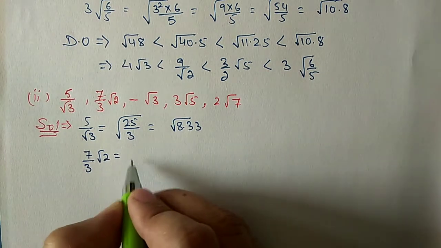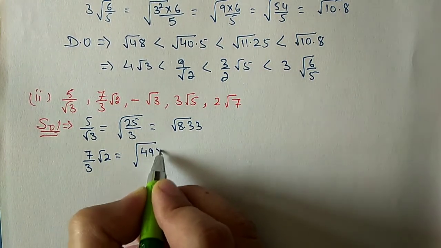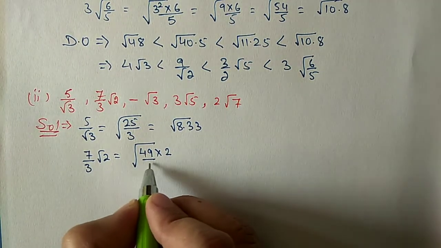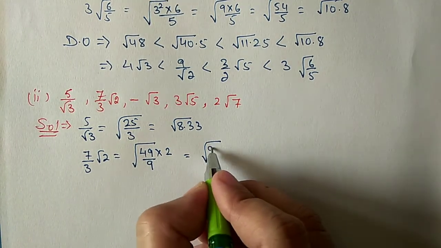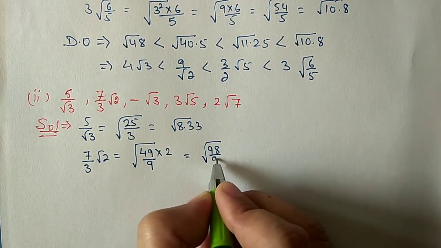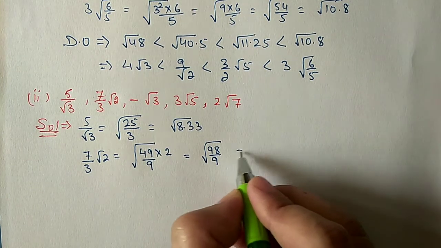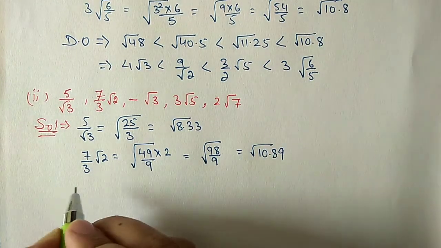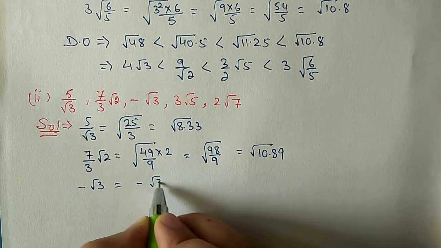When you take 7 inside the root symbol, it will become 7 square, which is equal to 49. And 3 after taking inside will become 3 square, means 9. So 49 into 2 is equal to 98 by 9, which we can write as 10.89. Next, minus root 3, which we can leave in the same form.